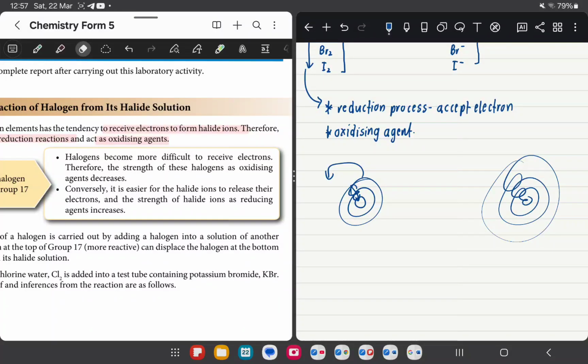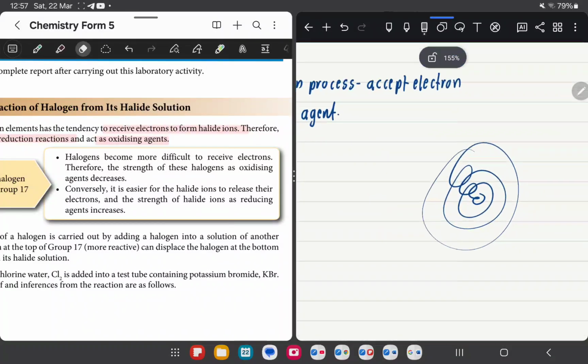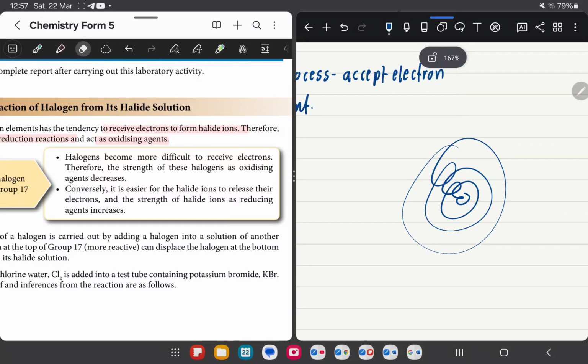So the force is strong, so is it easy for this electron to jump from here? Hard lah, because the force is strong. The strong force makes it easier to attract electrons. So do you think the strong force will let the electron go out? No, cannot. But this side, this fella, is very hard to attract electrons. But to let go is easy, because the force is not very strong, so it leaves quickly.